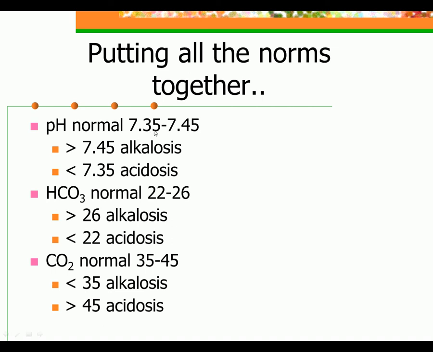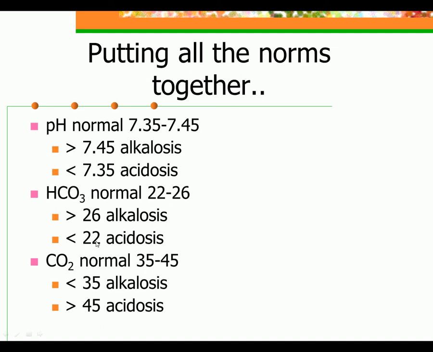pH, normal, 7.35 to 7.45. Greater than 7.45, alkalosis. Less than 7.35, acidosis. Remember, this is my pH. I'm measuring hydrogen ion concentration, which are acids. Bicarb, I'm thinking kidneys, metabolic, base. Normals 22 to 26. This is the base part, so anything over 26 is alkalosis. Anything less than 22 is acidosis.